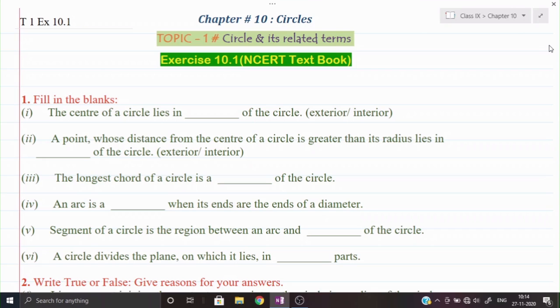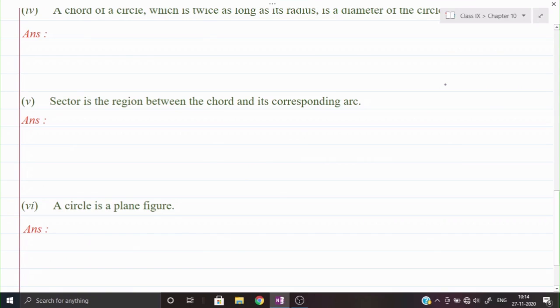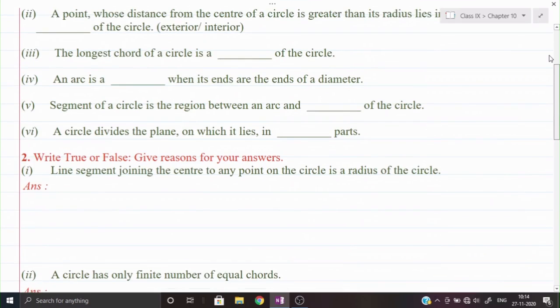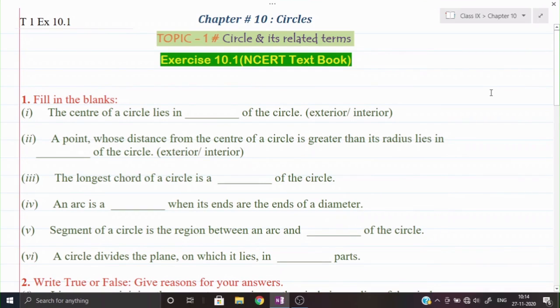You can see, suppose I draw one circle over here and I ask you, where does the center lie? Inside the circle or outside the circle? So you will say definitely it lies inside the circle. Okay, so here we shall write down the answer: interior of the circle.